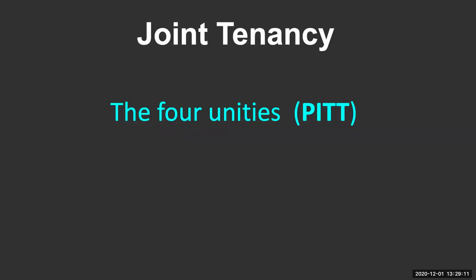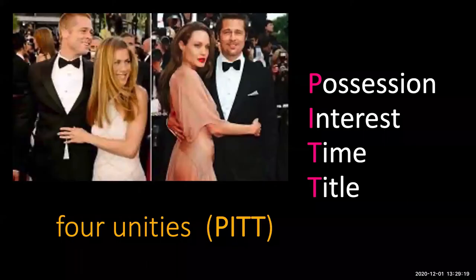You have joint tenancy, the second type of ownership. And this is a tighter type of ownership where you have four unities, and they call it PITT: possession, interest, time, and title. What that means is you have the same right of possession. You have the same amount of interest. So now if we have three people, instead of having unequal, it's one third, one third, one third. Four, a quarter, a quarter, a quarter, a quarter. Two, 50-50. Three, a third, a third, a third. You have the same amount of interest, the same rights of possession.